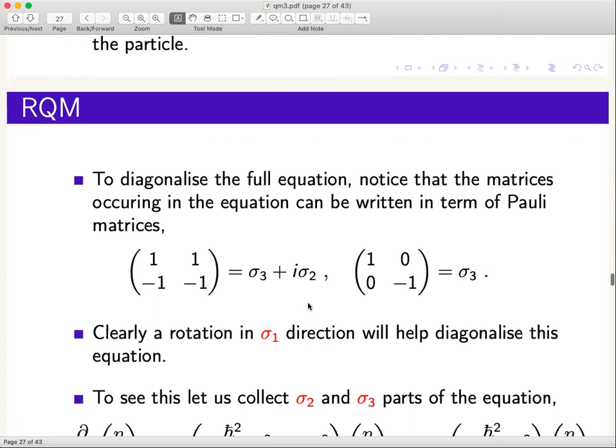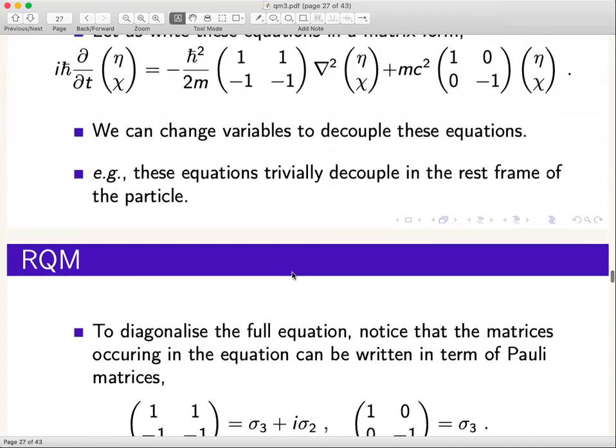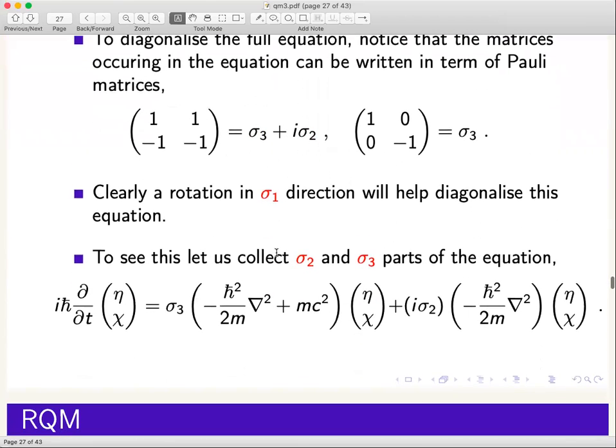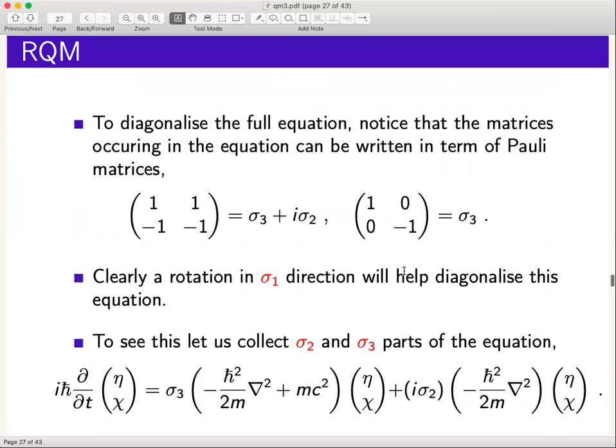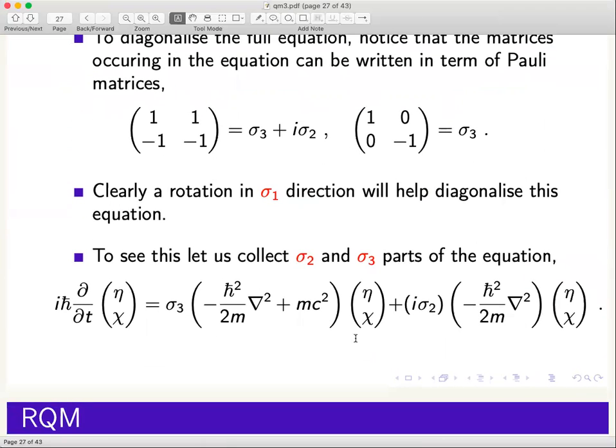Fine. So let's collect the terms which involve sigma 3 and sigma 2. It's the same equation, but now written in terms of sigma 3 and sigma 2 instead of those 2 by 2 matrices. The left hand side is unaffected. On the right hand side, sigma 3 has a term which is minus h bar squared upon 2m times grad squared plus mc squared, times, of course, our favorite two component vector, and i times sigma 2 times this quantity. That is where the i times sigma 2 factor gets in. So this is how this equation is going to look.